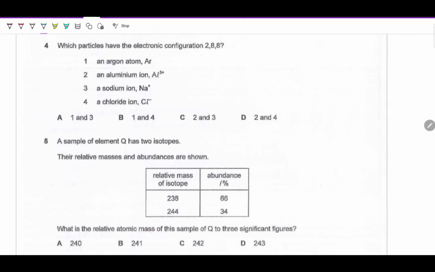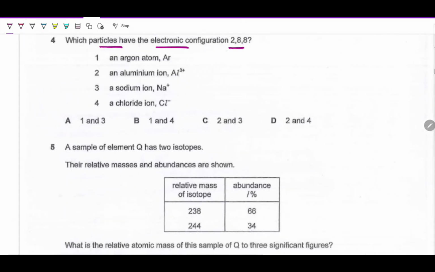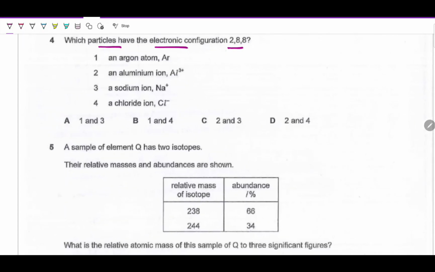Question 4. Which particles have the electronic configuration 2,8,8? Particles means it could be a neutral atom, or an ion, positive or negative. 2,8,8 means the total number of electrons is 18. So we have to look for 18 electrons, and we know that argon has 18 electrons. Hence, argon can have electronic configuration 2,8,8.